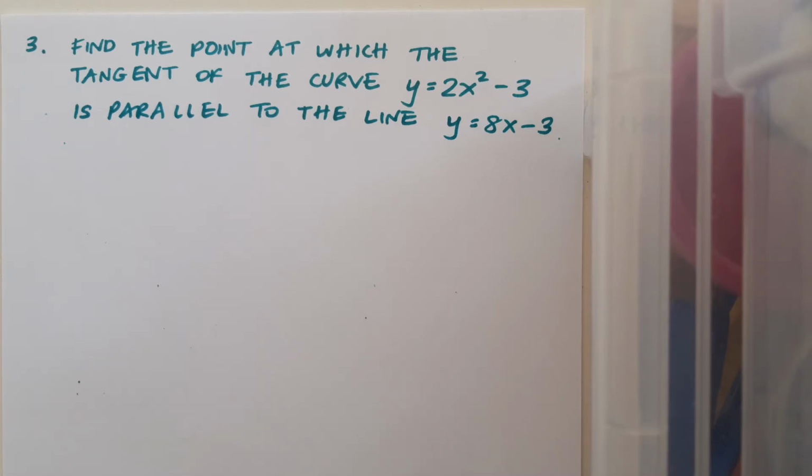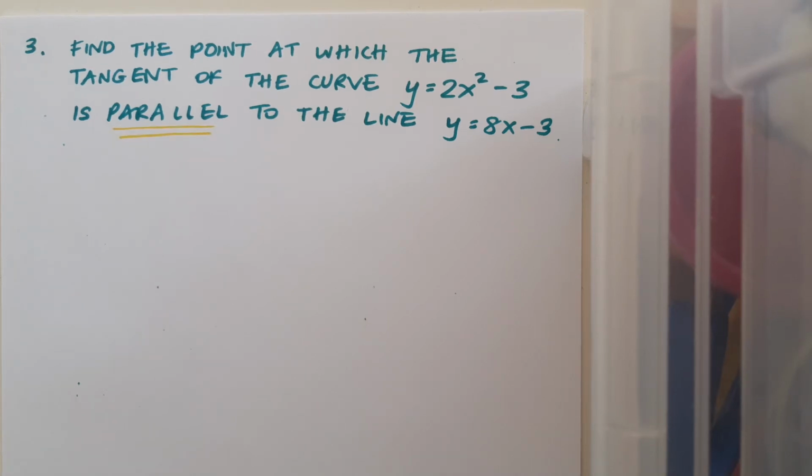So here's our third example then. Find the point at which the tangent of the curve y equals 2x squared minus 3 is parallel to the line y equals 8x minus 3. Now, in all the previous questions, we've seen slope of the tangent being mentioned. Tangent is mentioned here, but they haven't explicitly said slope. However, another word has been used that kind of gives you a nudge in the direction of slope. What word do you think that is?